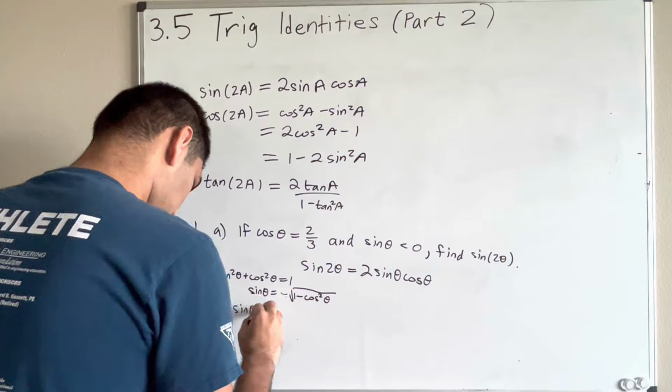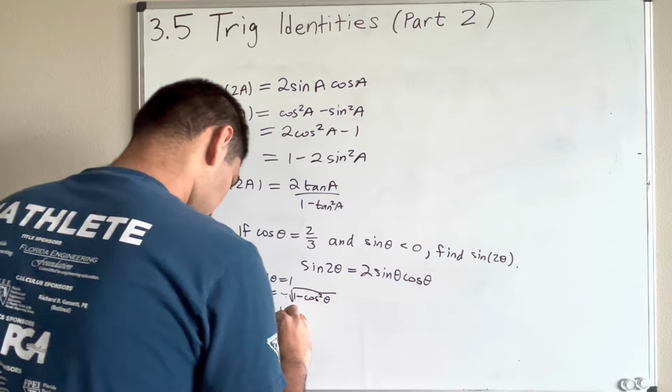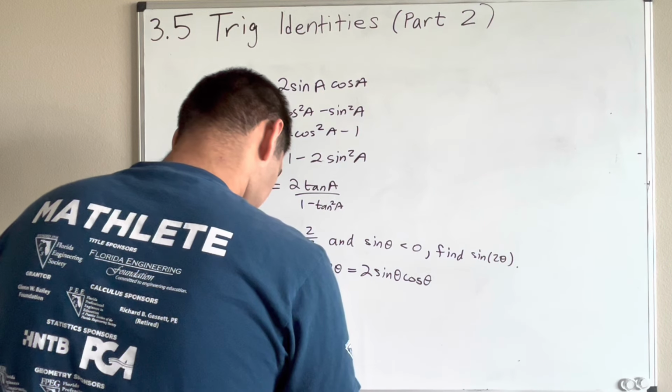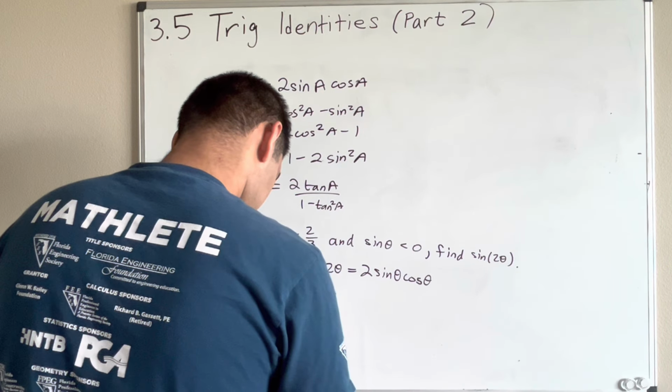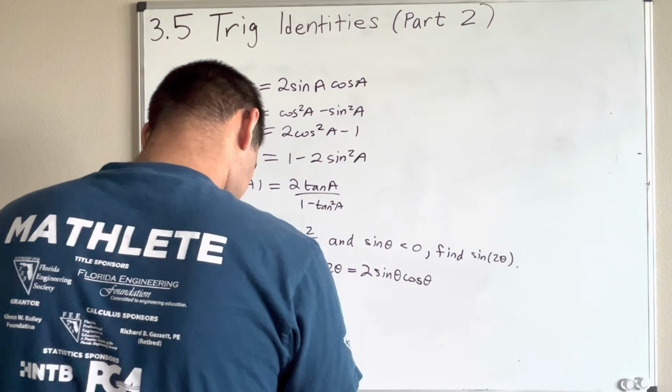And if you substitute in, you get 1 minus 2/3 squared, square root all of that. And then finally, you will get, so this is 4 over 9, so 5 over 9, so negative root 5 over 9.